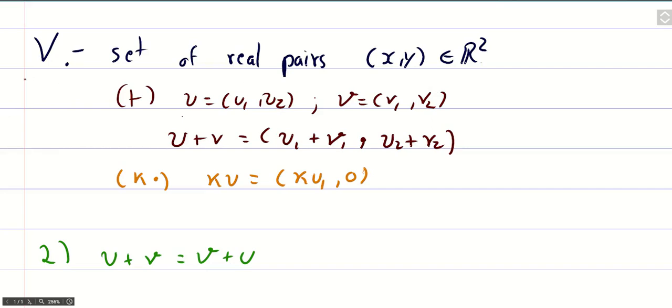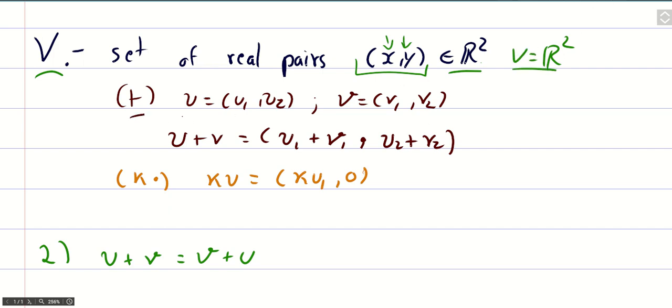Hello there. So for this exercise we have this set V that is defined as the real pairs, which are basically just tuples whose elements are real numbers. So basically this V is defined on R2. We can say that V is equal to R2.